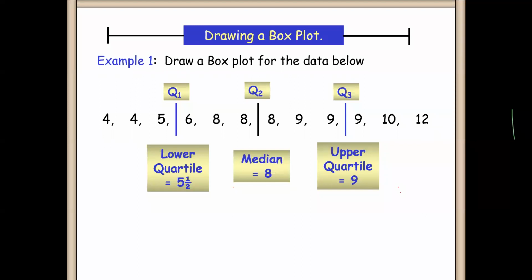So I'm going to give you time, quickly draw your box and whisker diagram. When somebody's done, tell me done, then we can move on.